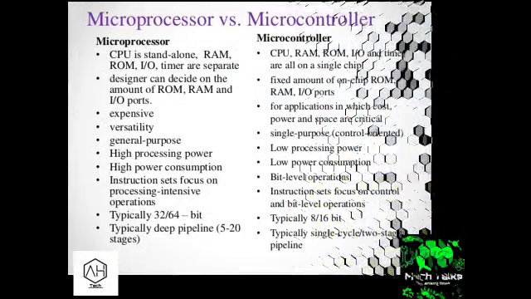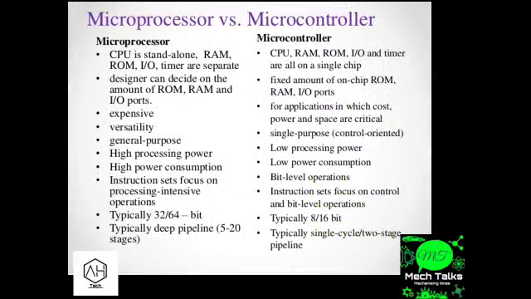So guys, now we will be talking about the difference between microprocessor versus microcontrollers. So microprocessor is actually a CPU. It's a standalone CPU, and at the same time the RAM, ROM, and IO ports are externally connected to the CPU or the microprocessor. When we talk about a microcontroller, the CPU, RAM, ROM, IO ports, and the timers are all inbuilt with the microcontroller.